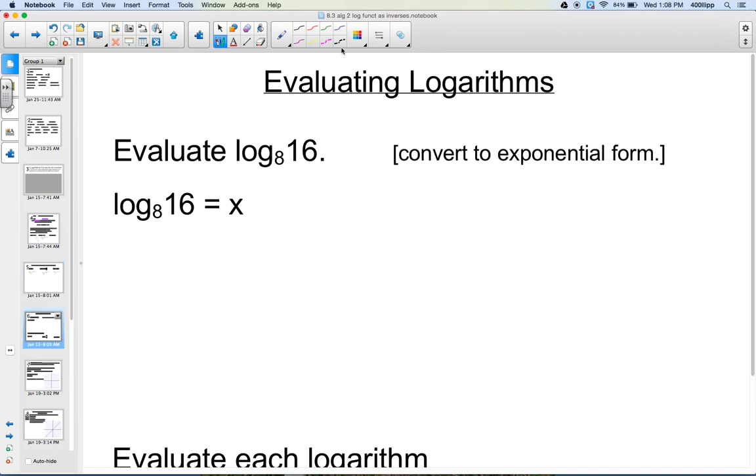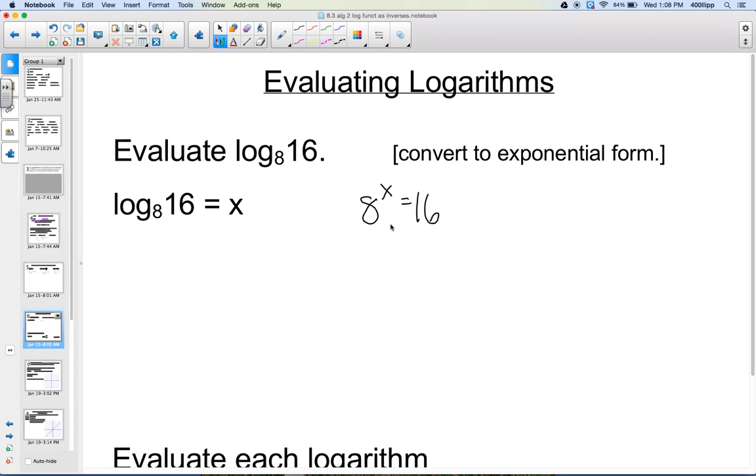All right, moving on, we're looking at evaluating logarithms. So we need to evaluate log base 8 of 16, and we want to know what that's equal to. So we'll just say it's equal to x for now, because we don't know what it is. So since it's in logarithmic form and we need to solve it, we're going to now convert it to exponential form. So using our form, we know that 8 is your base. Log forms are equal to the exponent, so 8 to the x power is equal to 16.